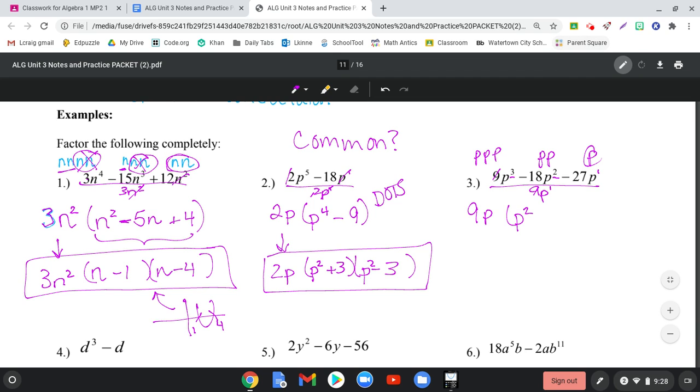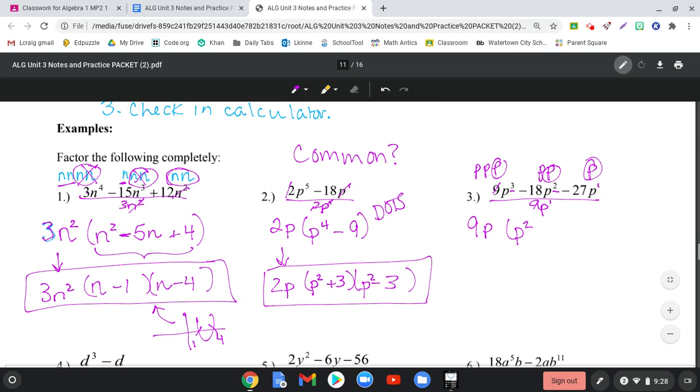All right, so you can see that you can take at least 1 p out of each one. So you're left with 2 p's in the first one. Keep your sign. 18 divided by 9 is 2. You have 1 p left. Minus 27 divided by 9 is 3, and your p is gone.